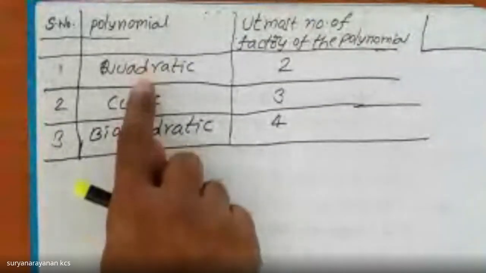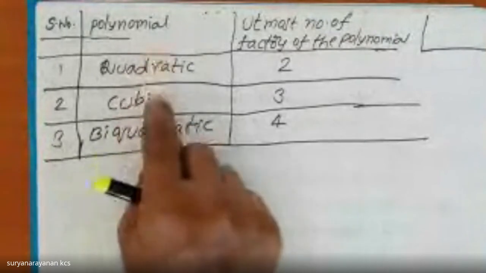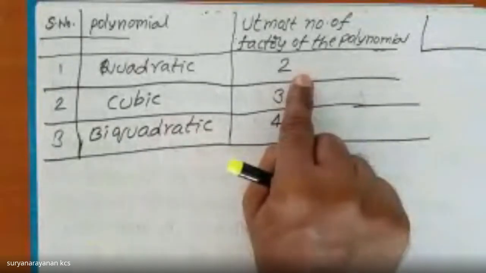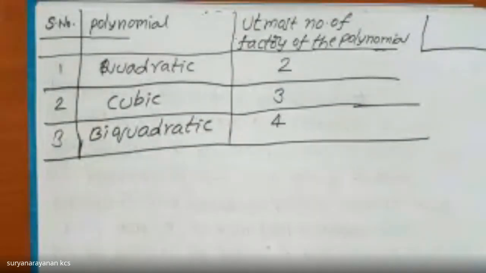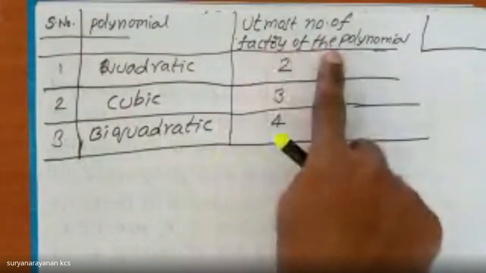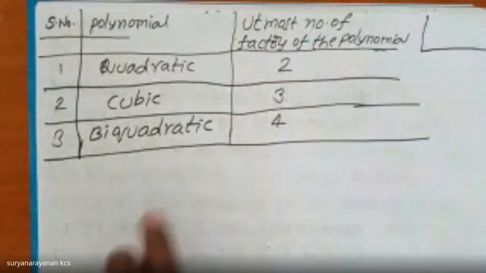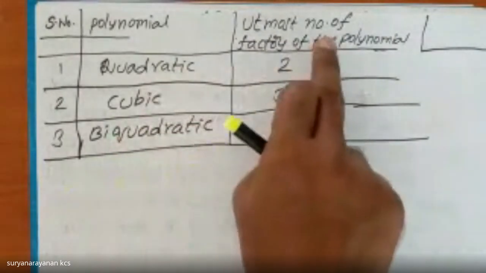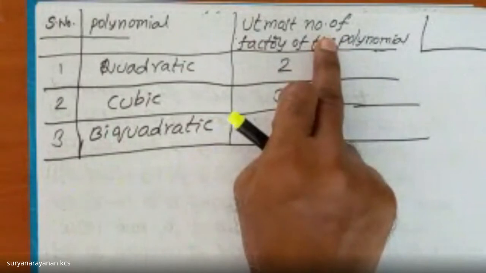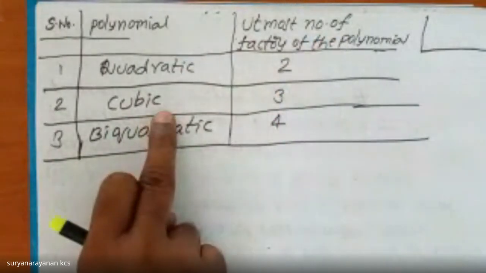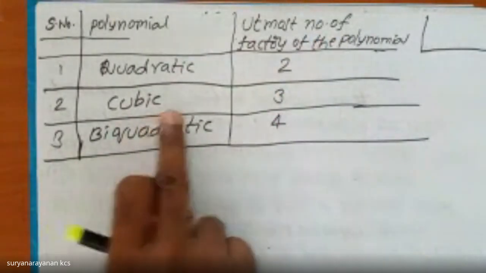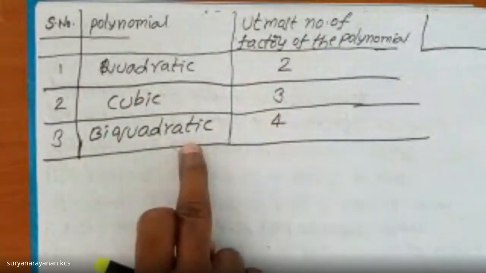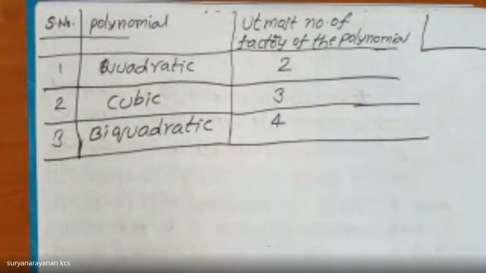Based on the degree of a polynomial, we can say the utmost number of factors of the given polynomial. If the degree of the polynomial is 2, it has at most 2 factors. If a cubic polynomial is given, it has at most 3 factors. If a biquadratic polynomial is given, it has at most 4 factors.